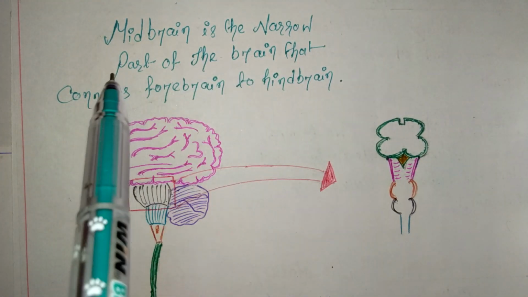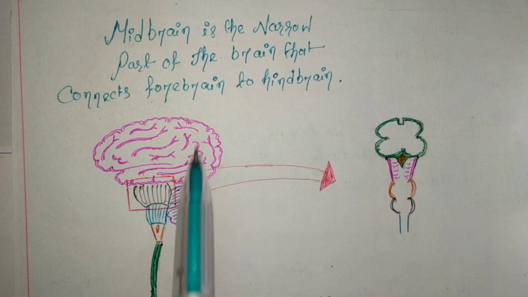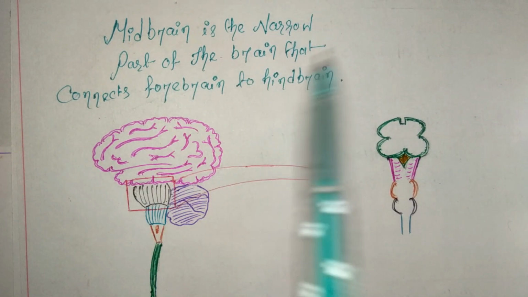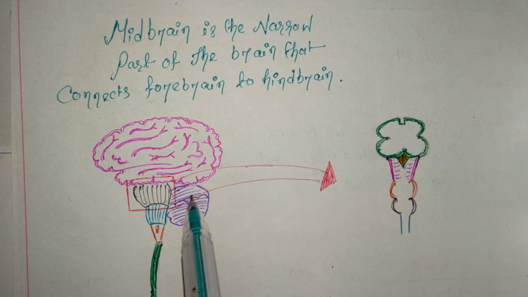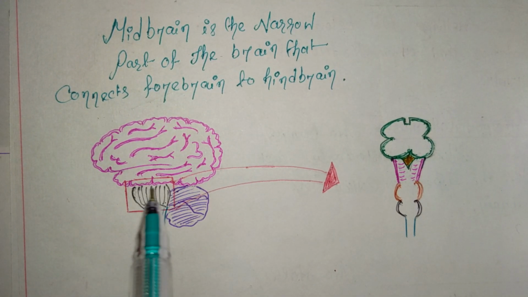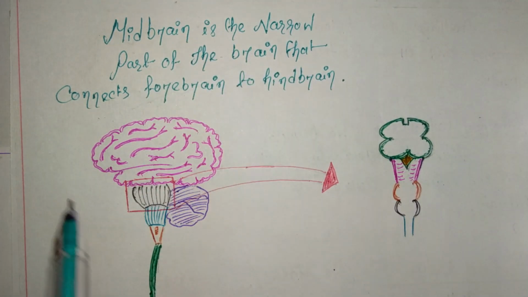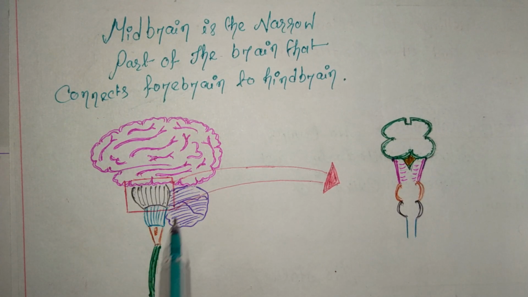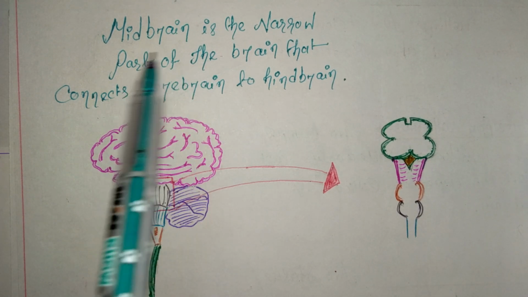Midbrain is the narrow part of the brain that connects forebrain to hindbrain. I will not tell you what forebrain is. What is the other name of forebrain? You just tell me. And hindbrain is cerebellum, pons, and medulla. So here in the diagram, you can see that midbrain is the narrow part between forebrain and hindbrain. The narrow part between this black portion is called midbrain.